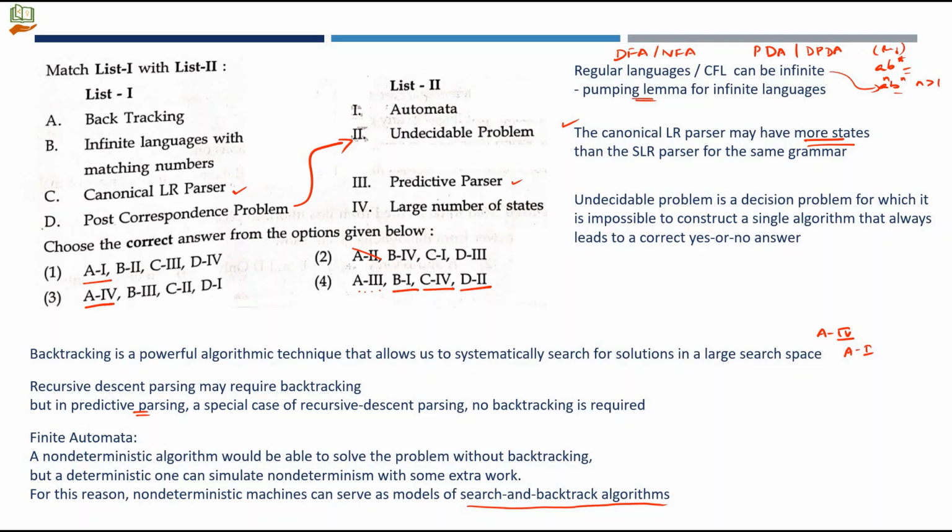PCP is definitely an undecidable problem. You cannot place it under any other category. So 3 options are correct here. We cannot go with any other option, and backtracking cannot go with predictive parsing. If we take this option to be no backtracking, then we can mark option 4 to be the right answer, with A mapping to predictive parser.